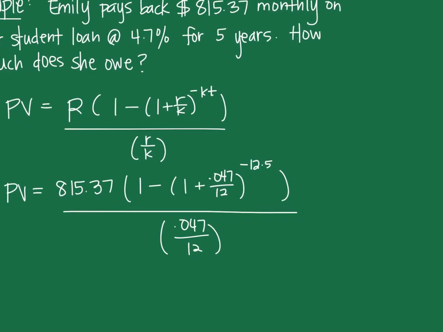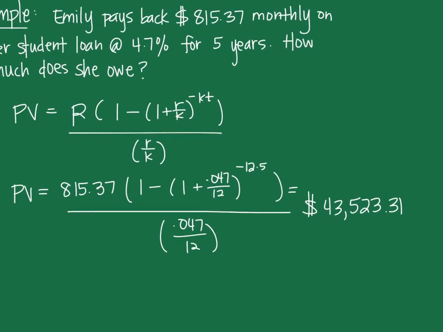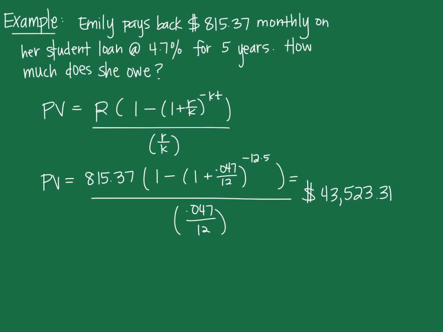$43,000 number, that should be correct. Read it to me again. 43 what? Okay. All right. So Emily owed $43,500-ish toward her college account. Okay, her college payment. And that's pretty typical for how much you might pay.